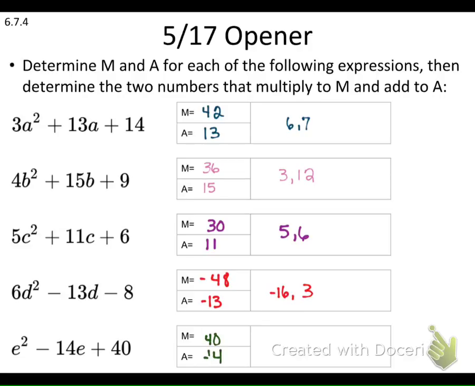Negative 14. Okay, now, I want you to stop and think about this. My M is a positive. My A is a negative. So what does that mean? My M is a positive. My A is a negative. What are both negatives? Okay, so what are your numbers that you use?